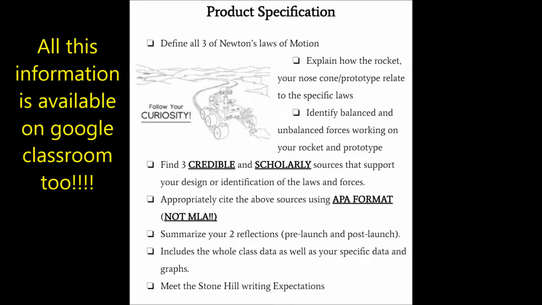The last couple of points that we want to make sure that you include in your analysis is a summary of your reflections from your labs. How did your design change over the time? How did you do this? What were your thoughts? Things like that. And you should include the data, your class data, as well as your own personal data and graphs to support this evidence. And then, as always, the Stonehill writing expectations also need to be included in your project.